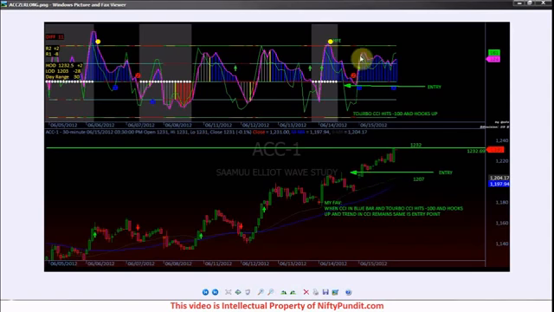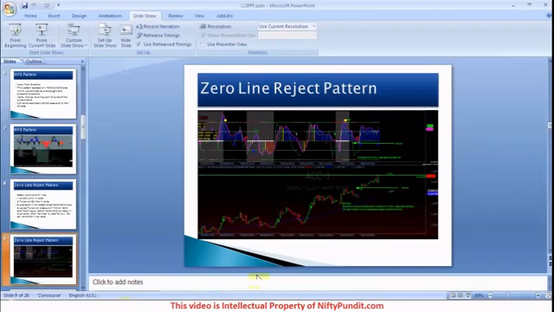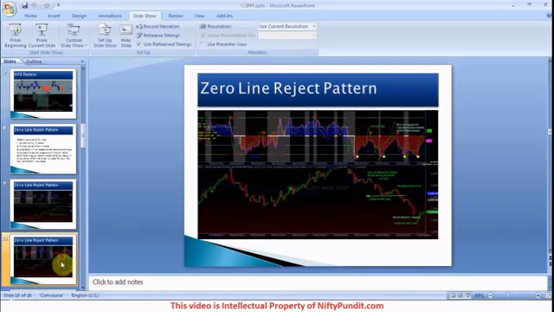From there it is hooking up, the trend keeps on running and riding, and at the end of the day it has closed at 1232. Almost 30 points we make here. So this is a bull zero line reject. Let's see the bear pattern.